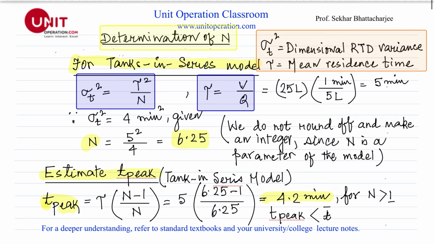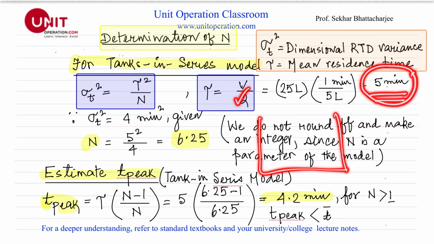First of all, these are all very standard equations. Look in Levenspiel or Fogler, they are given already for the tanks in series model. This one here is the variance, and the standard deviation is sigma t. The variance is given by tau squared divided by n, where tau is the mean residence time. We can calculate tau very easily because the volume of the reactor and the flow rate are given. So the average residence time is 5 minutes.